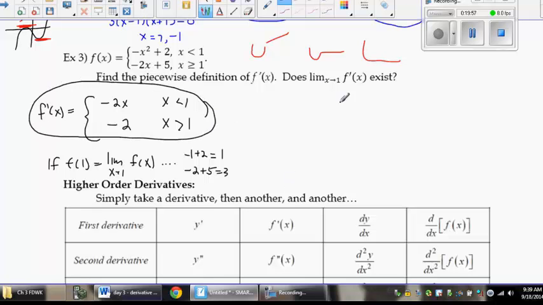Okay? So does the limit as x approaches 1 of f prime exist? This is a different question. As x approaches 1 for f prime, this goes to negative 2, that goes to negative 2. Yes, the limit of the derivative exists, but the derivative itself, f prime of 1, does not exist. Okay? It's a little quirky. We'll see things like that later.